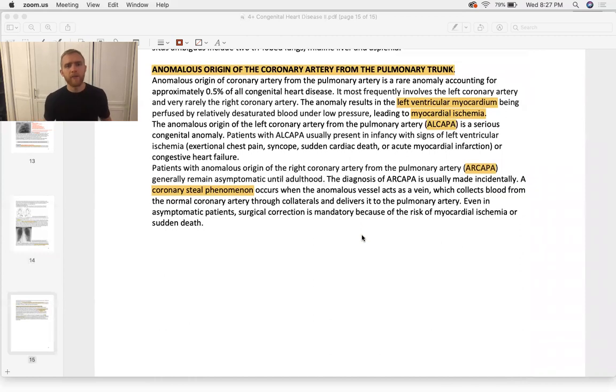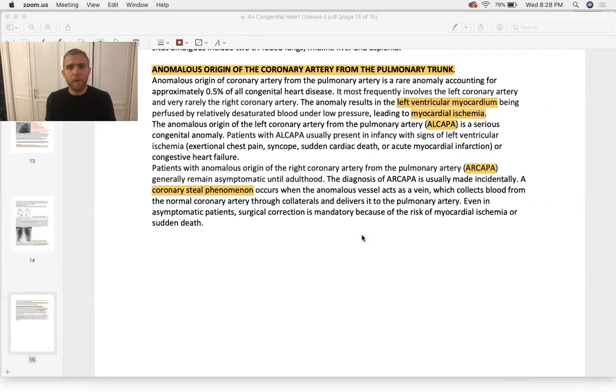And finally, there is the anomalous origin of the coronary artery from the pulmonary trunk. ALCAPA is the anomalous left coronary artery arising from the pulmonary artery, and ARCAPA is an anomalous right coronary artery. And as you can imagine, the left and the right coronary arteries supply vastly different distributions of the heart, and so they're going to lead to some quite different symptoms.